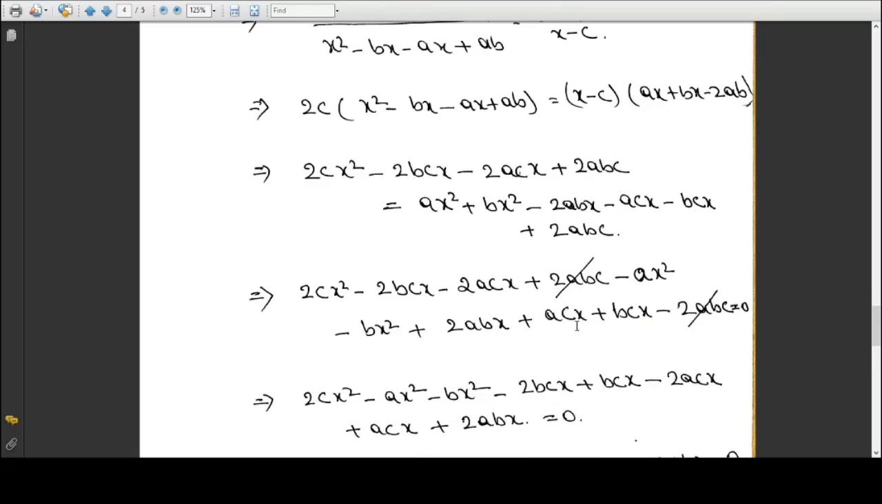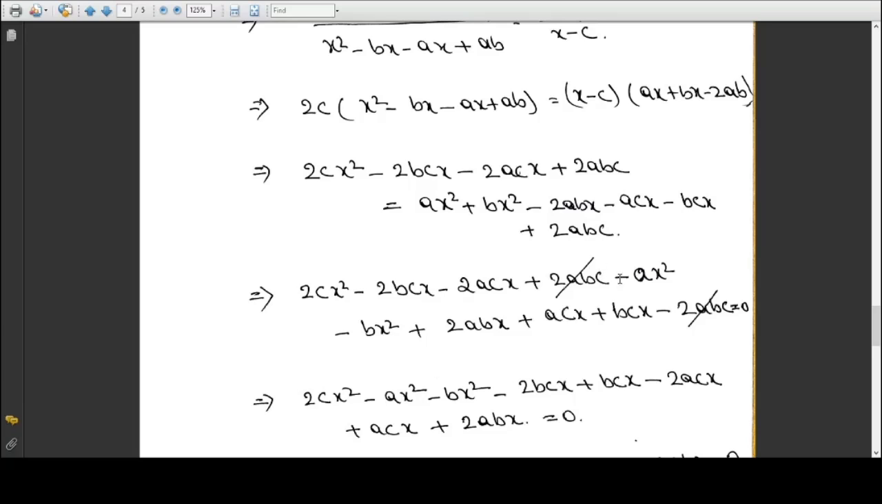Okay, just now if you look at all these terms, they are totally different terms, but only this 2abc is common here. One is plus and the other is minus. You cancel them, plus and minus, meaning you can subtract them.